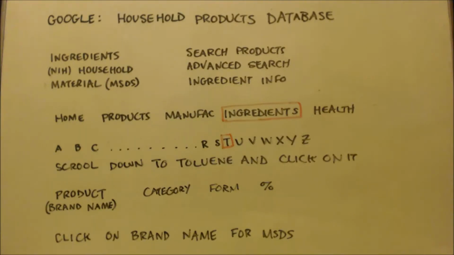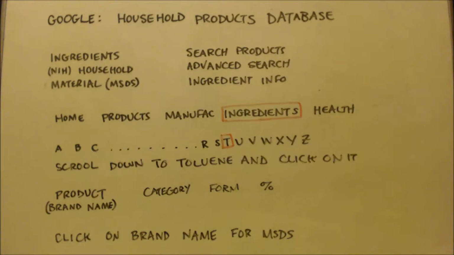Okay, so you click on there, Household Products Database, and you'll see this next thing here, right? Home, products, manufacturers, ingredients. That's their home page. You click on ingredients, and then you'll see the alphabet written there.